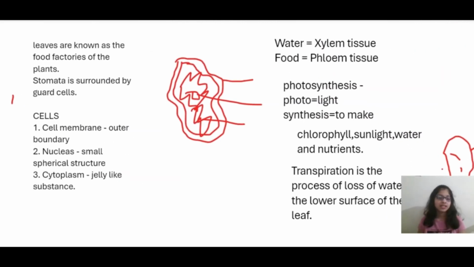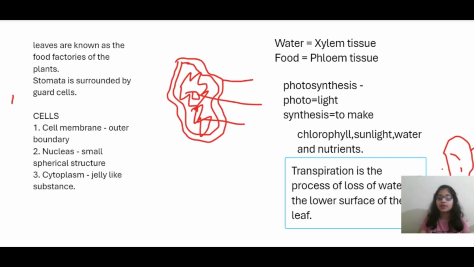Next, coming to some important points, like leaves are known as the food factories of the plants. So basically, leaves have stomata which is present on the underside of the leaf. They are present on the lower surface of the leaf. These stomata take in CO2 and give out O2, which helps in the process of photosynthesis, and stomata is also used in the process of transpiration.